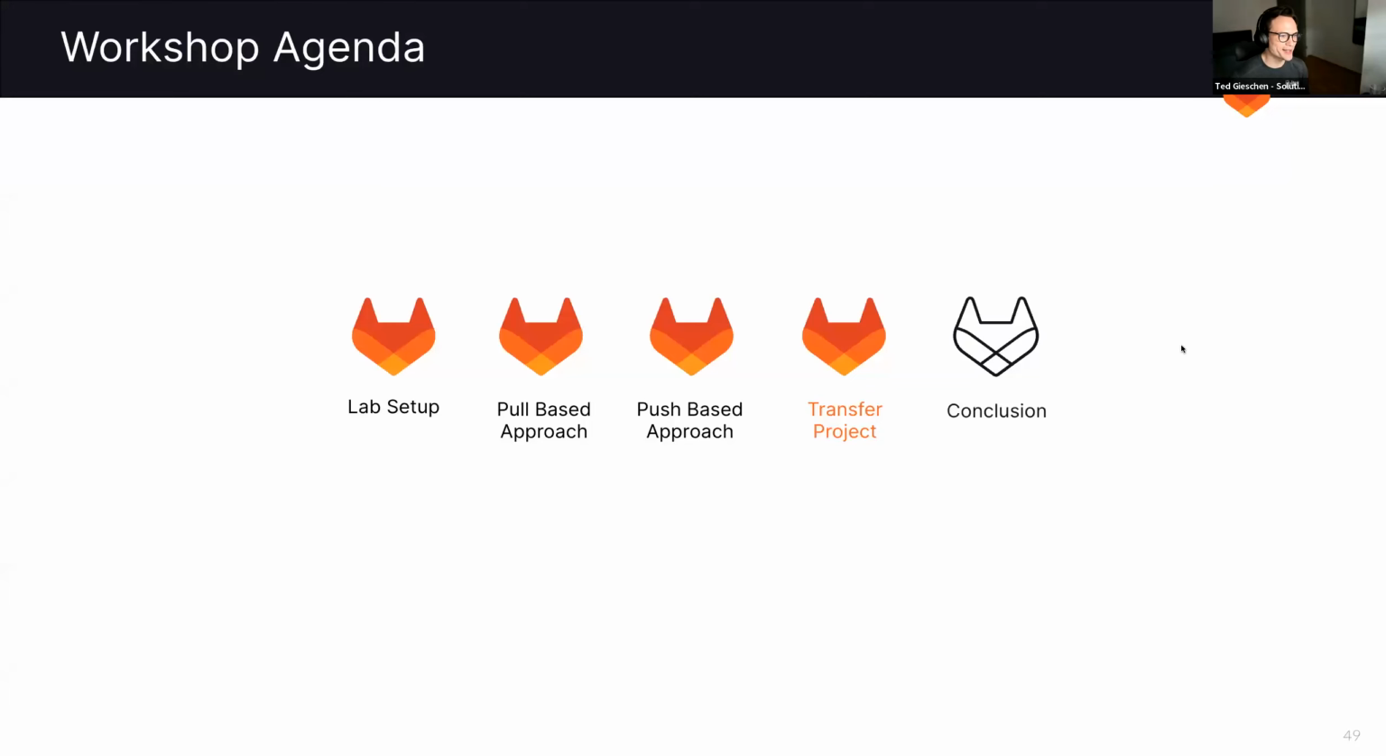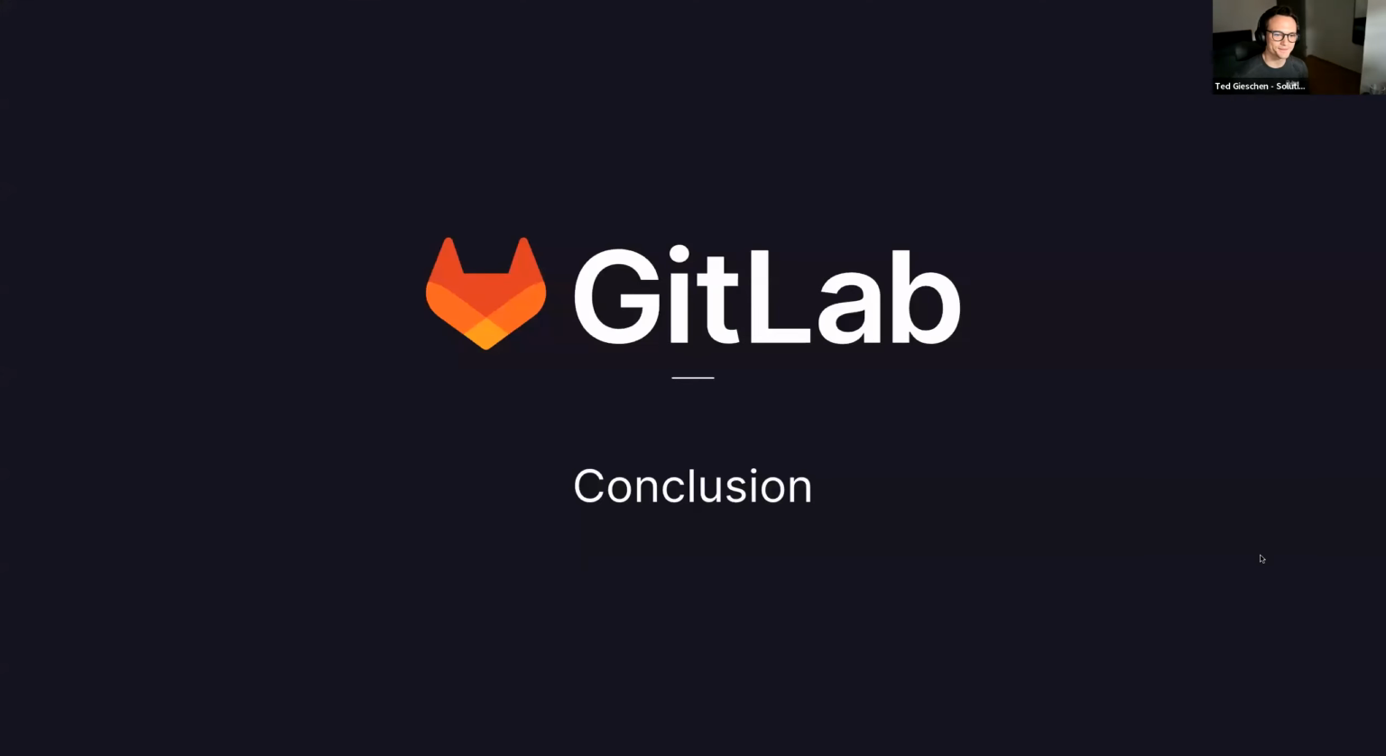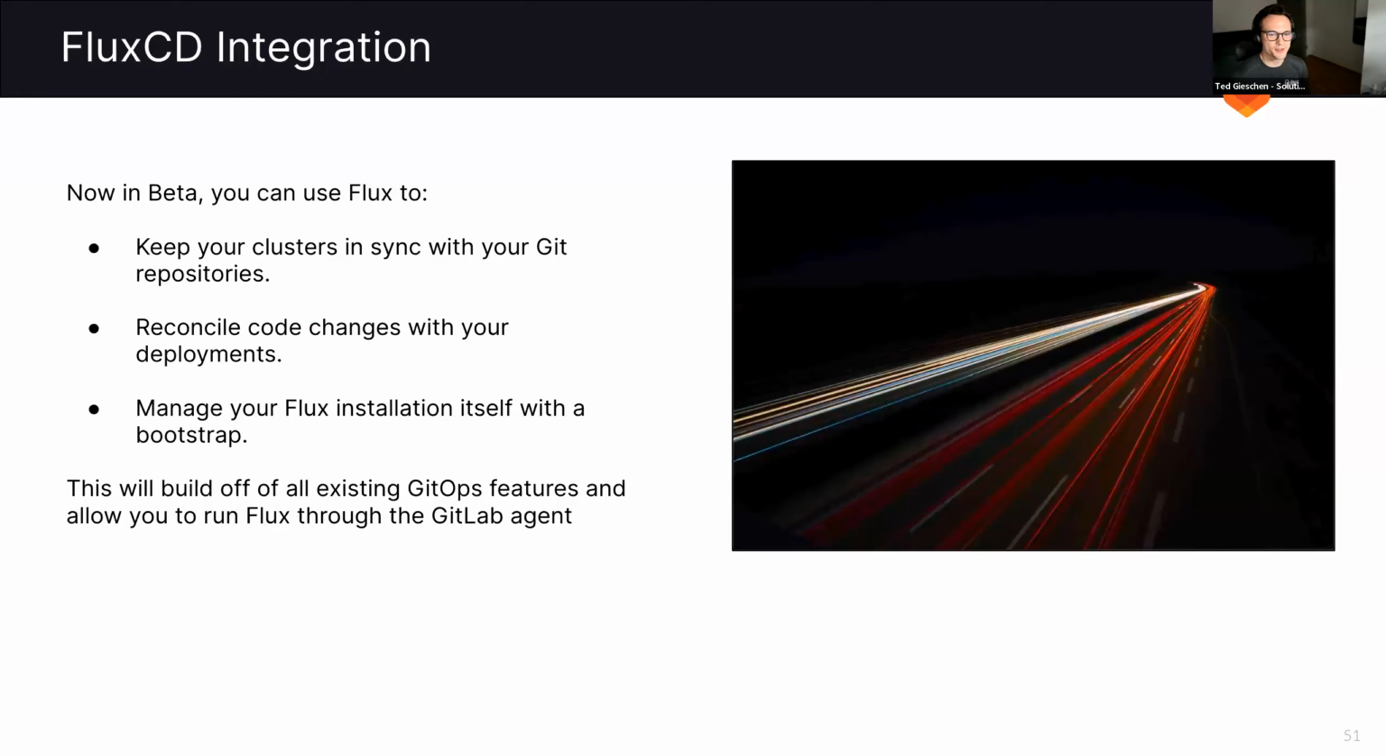So now with that, let's go ahead and conclude this webinar. First of all, a question that was brought up a little earlier was around Flux. It is true, we are currently working on a Flux integration, which is currently in beta. With this, we're trying to make sure that we offer a wide variety of amazing best-in-class GitOps solutions. With this integration, you can keep your cluster in sync with your Git repositories, reconcile code changes with your deployments, and manage your Flux installation itself with a Bootstrap.